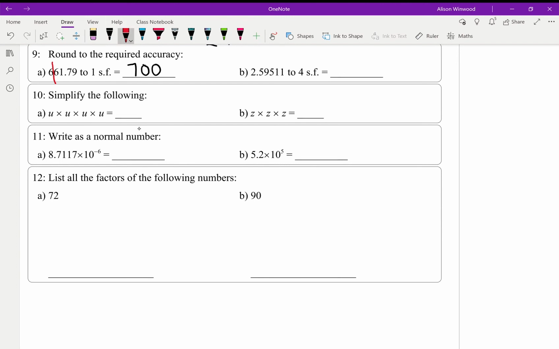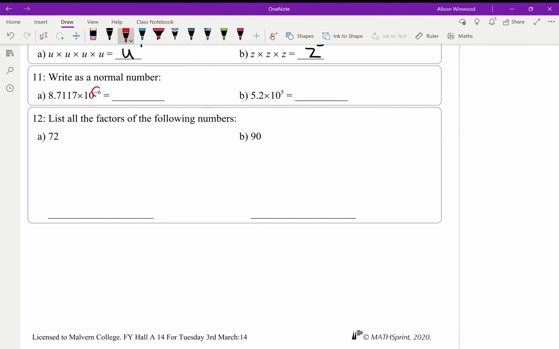4 significant figures, so from the beginning, 1, 2, 3, 4. So it's going to be 2.59, and then the 5 is followed by 1, so no need to change it. 4 u's multiplied together is u to the power 4. 3 z's multiplied together is z to the power 3.